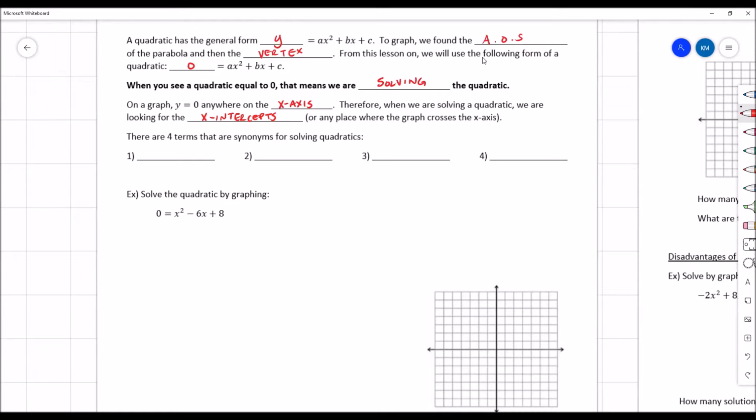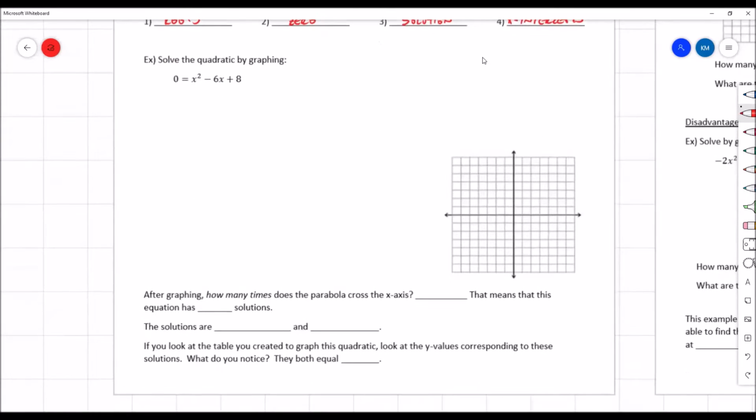There are 4 terms that are synonyms for solving quadratics, and that is finding the roots, zeros, solutions, or intercepts. And we'll run into those as we go through solving.